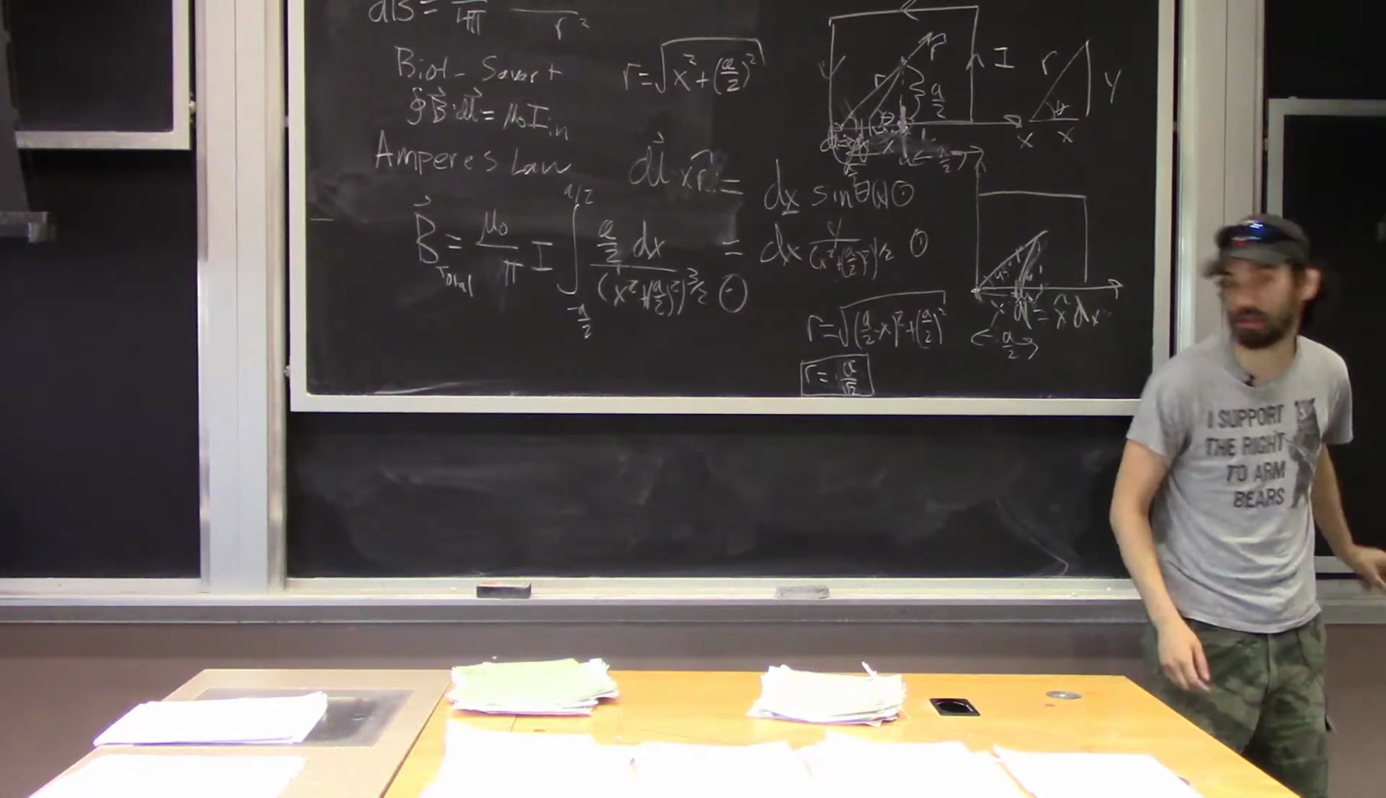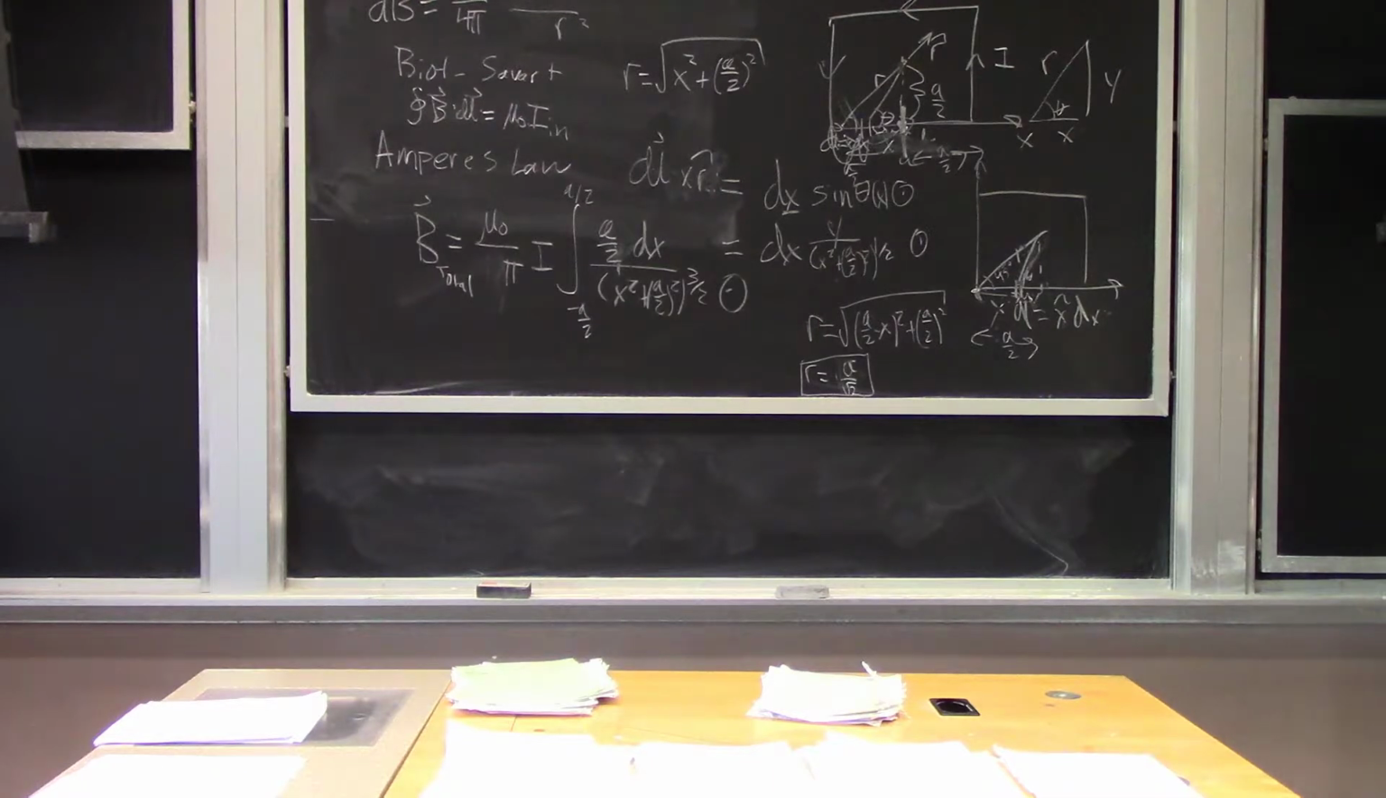And take the cross product. That's the other thing. Cross product is what's giving you the direction here. Okay. Any other questions about this one before I move on to the second question?